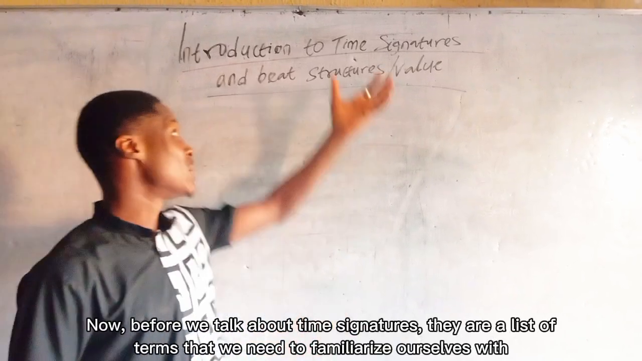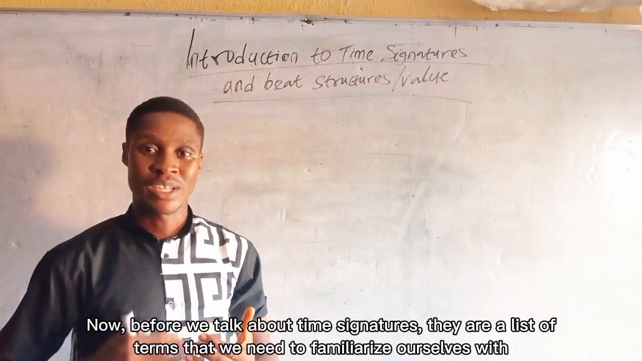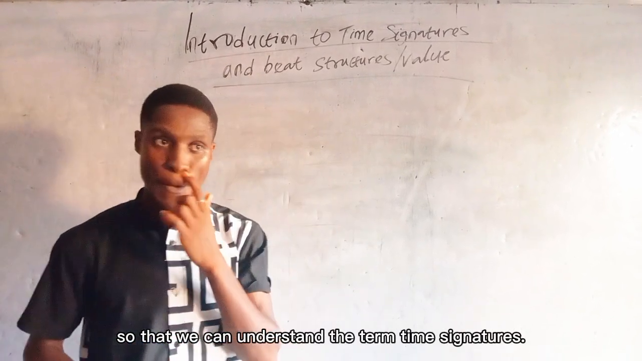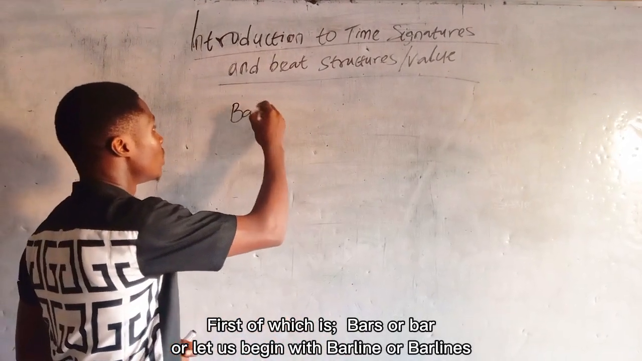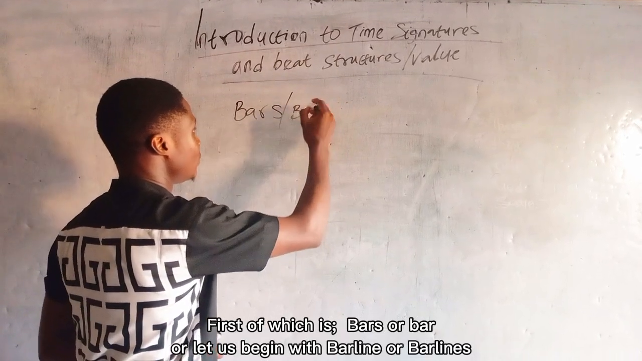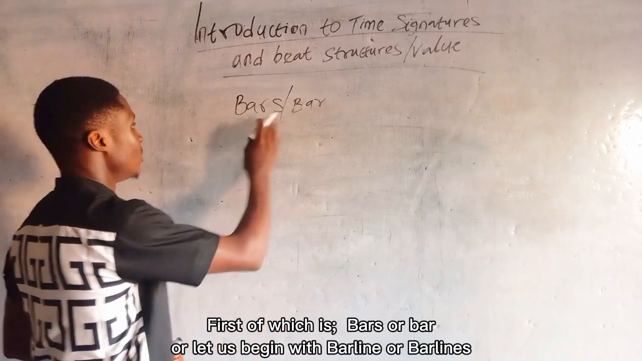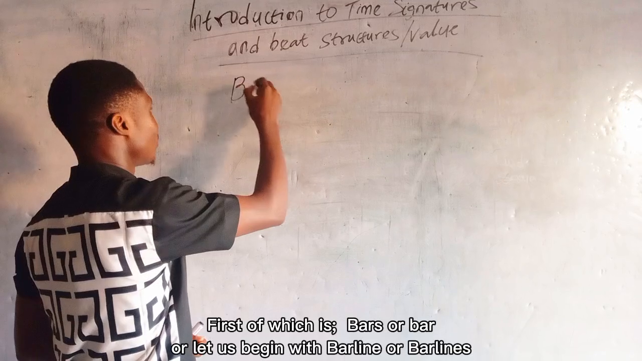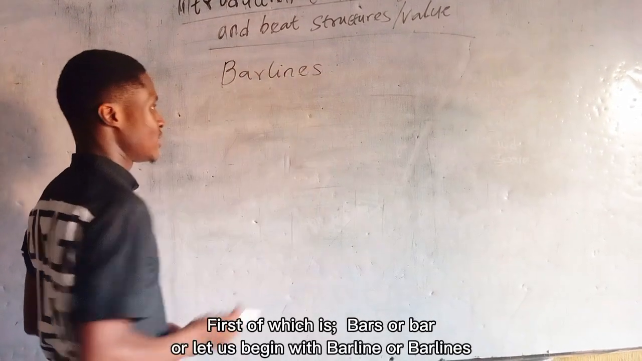Now, before we talk about time signatures, there are a list of terms we need to familiarize ourselves with so we can understand the time signatures. First of which is bars or bar. Or let us begin with bar line. Bar line or bar lines.